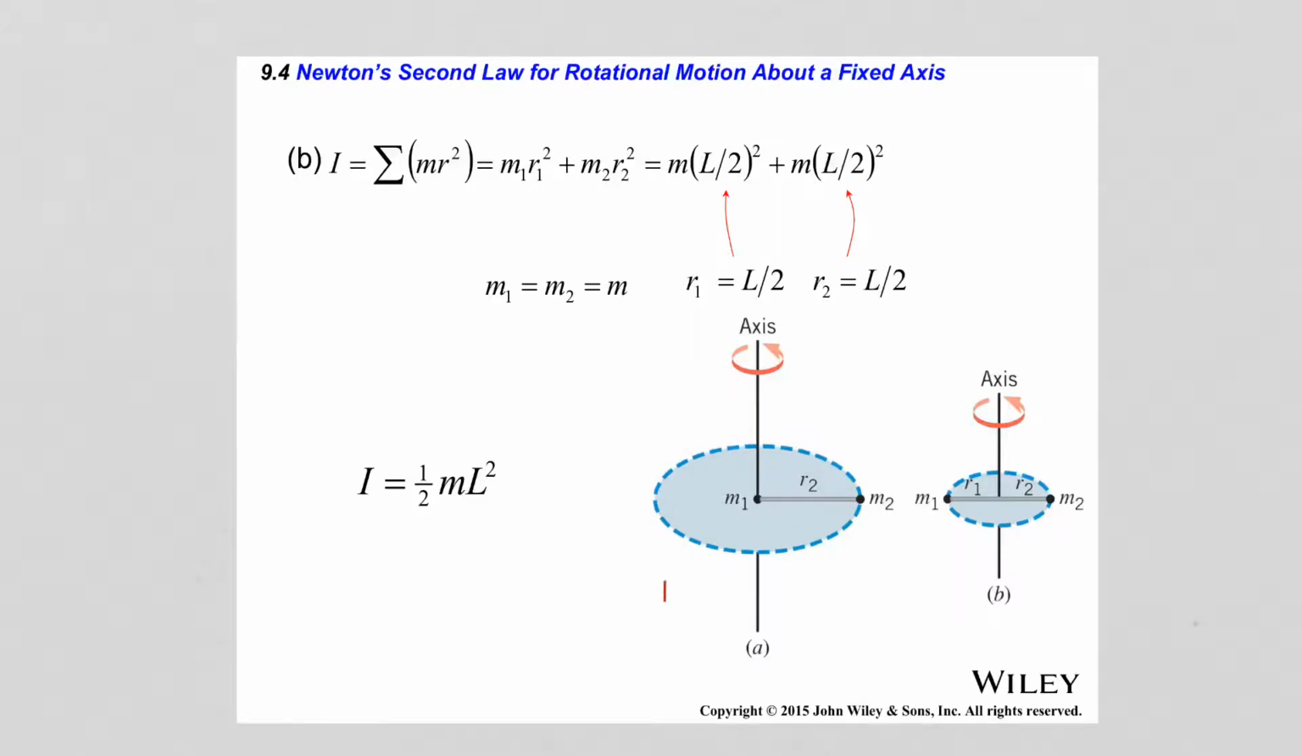So here we have I equal to mL squared. And here we have I equal to mL squared divided by 2. So this is a very good illustration of how the mass distribution with respect to the axis of rotation changes the value of the moment of inertia for essentially the same configuration of the system.